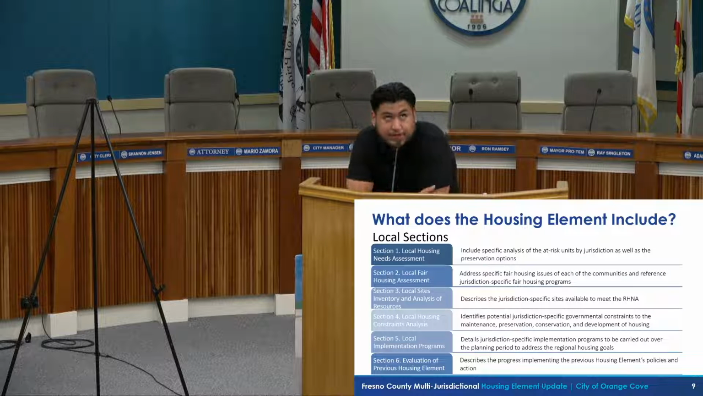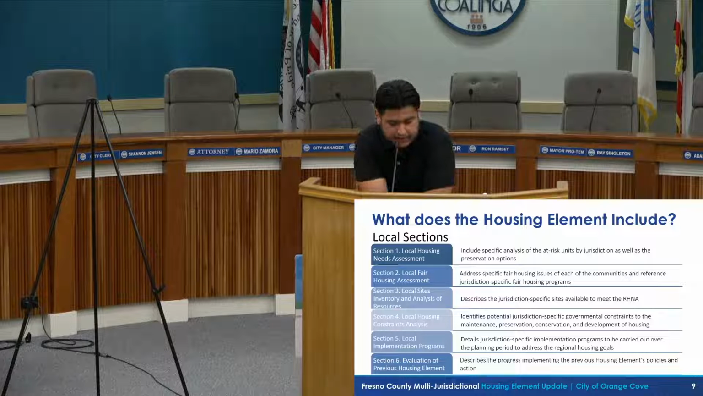So now we'll be jumping into the local section, which includes more jurisdiction specific details of the housing element. In the first section, we have the local housing needs assessment, which is an analysis of the at-risk units here in the region, as well as the preservation options for those units. Then we have the local fair housing assessment, which looks to address specific fair housing issues in each community.